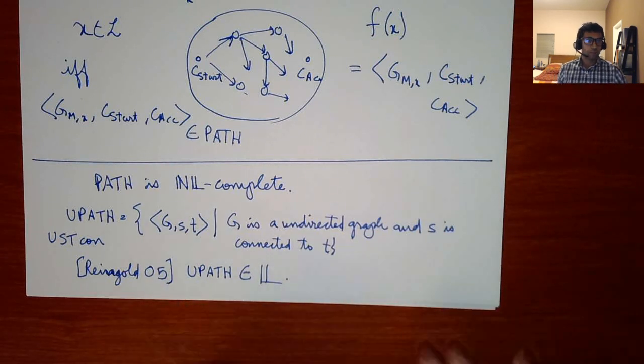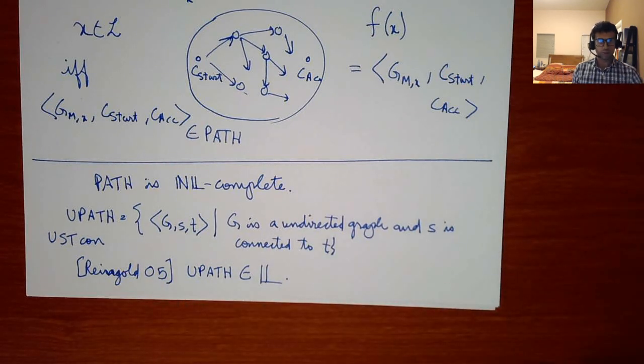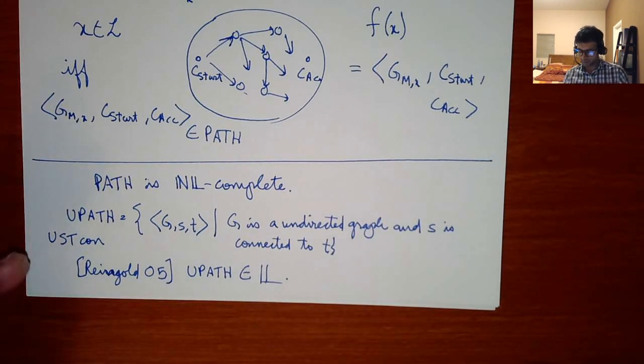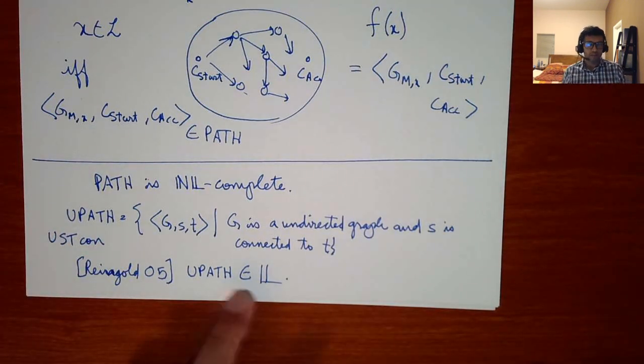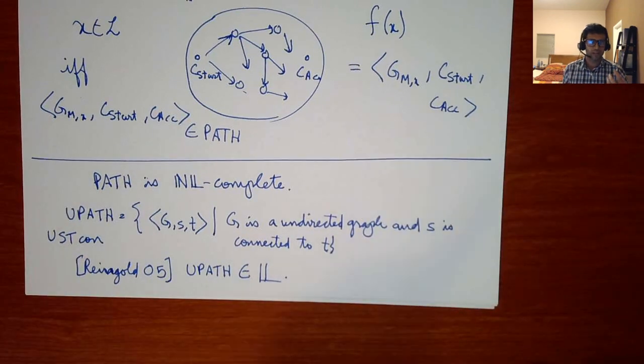I'm not going to be proving this theorem. That would be beyond the scope of this course. But this is to tell you that vertex connectivity captures a lot of space complexity, and it has lots of connections to space complexity, even as we saw with Savitch's theorem. The important point is PATH is now this canonical problem in non-deterministic log space.